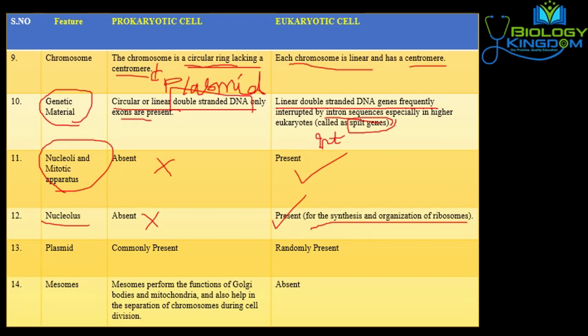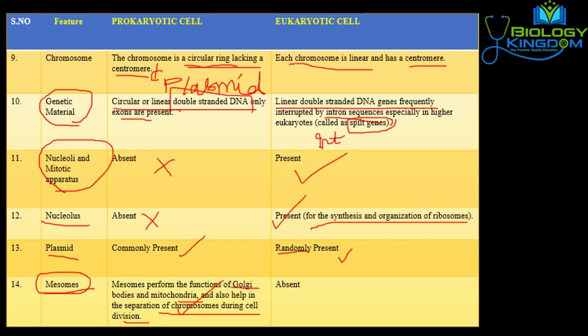As I just said, the plasmid concept: plasmids are commonly present in prokaryotic cells, but their occurrence is very random in eukaryotic cells. And the presence of mesosomes: mesosomes are present in prokaryotic cells. In the lesson on cell organelles of the prokaryotic cell, I discussed mesosomes and chromatophores. Mesosomes majorly help in the functions of Golgi bodies and mitochondria, and they help in the separation of chromosomes during cell division. So mesosomes help in the cell division process in the prokaryotic cell.